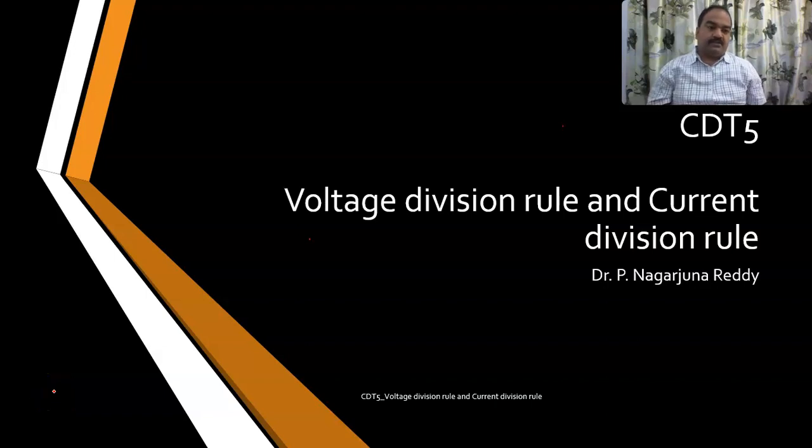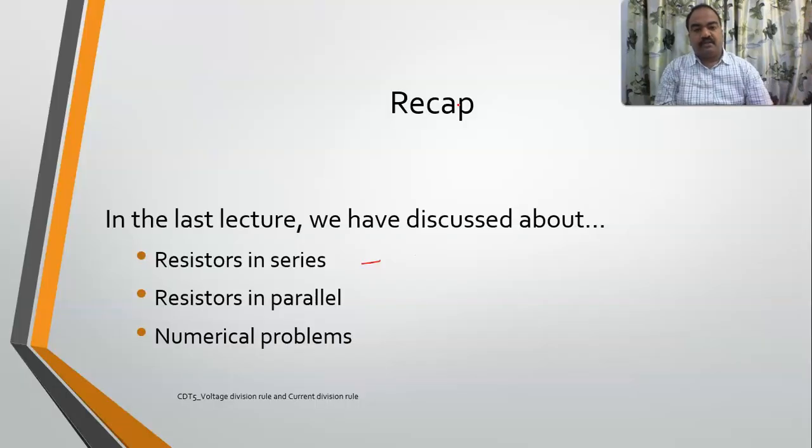Good morning. Today we'll discuss the voltage division rule and current division rule. In the last lecture, we have seen resistors in series and also resistors in parallel. We have seen that when the resistors carry the same amount of current, then they are considered to be in series. So these resistors are carrying the same amount of current. So these are considered to be in series.